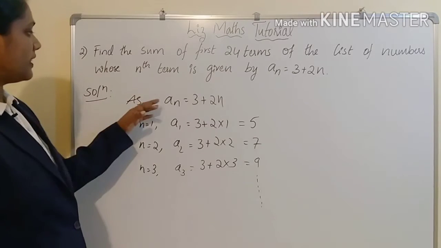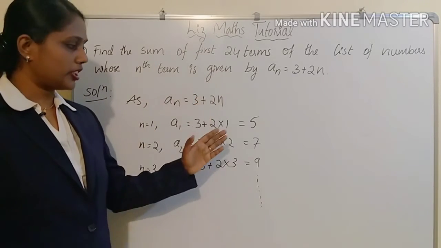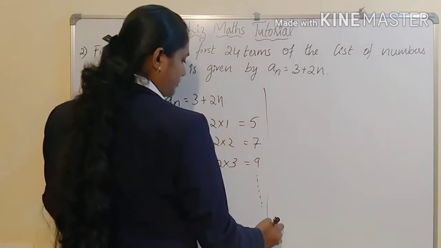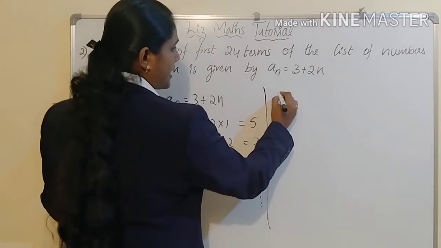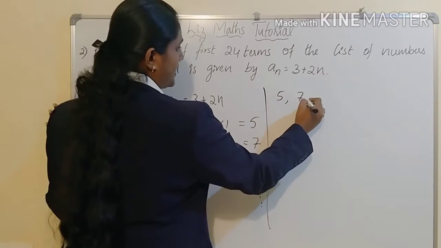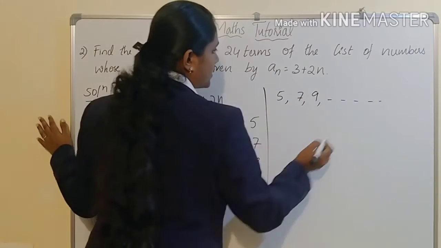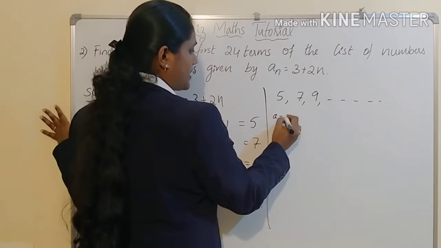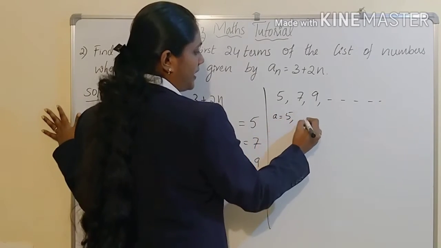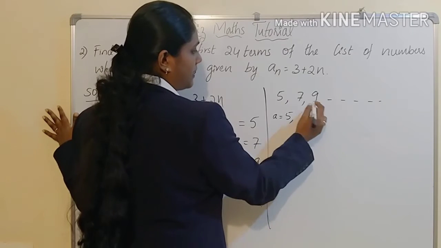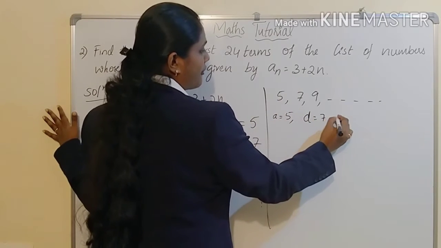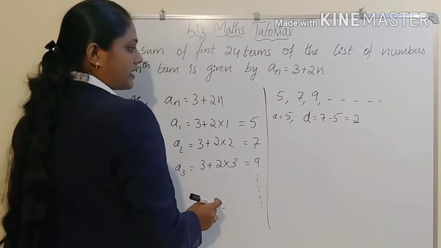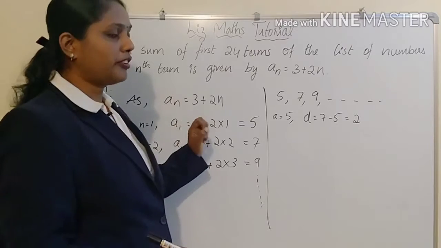They ask to find a list of numbers. Now you got the list of numbers as 5, 7, 9, and so on. So what is a here? a is nothing but 5. And what is the difference? d is nothing but 7 minus 5, which is 2.